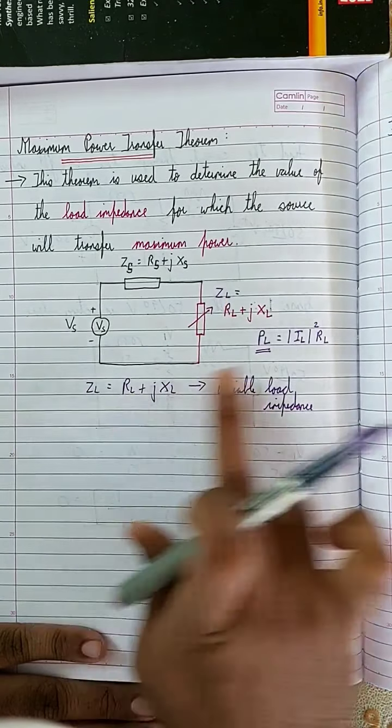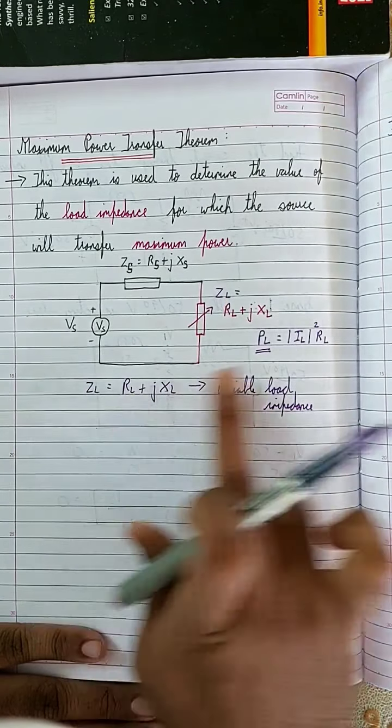So resistor will always be there, and this XL reactance can either be a capacitor, or an inductor, or a capacitor with an inductor, or no capacitor, no inductor. In that case, the value of XL will become equal to 0. So depending on the type of the variable load, there are three cases. There are three cases in which you can apply this theorem.